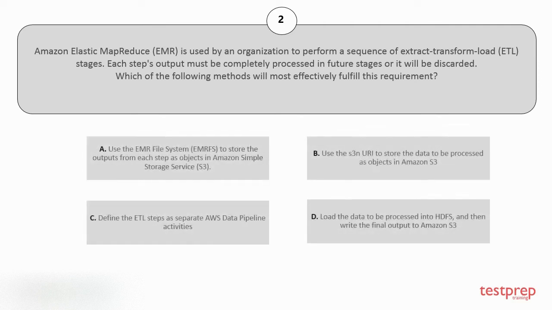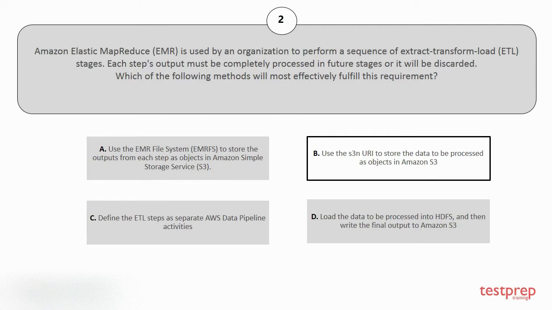Your options are A. Use the EMR file system to store the outputs from each step as objects in Amazon Simple Storage Service, S3. B. Use the S3 URI to store the data to be processed as objects in Amazon S3. C. Define the ETL steps as separate AWS Data Pipeline activities. D. Load the data to be processed into HDFS, and then write the final output to Amazon S3. The correct answer is option B.